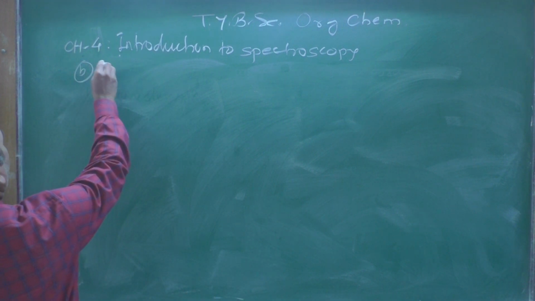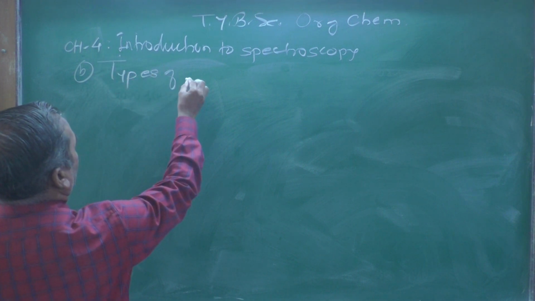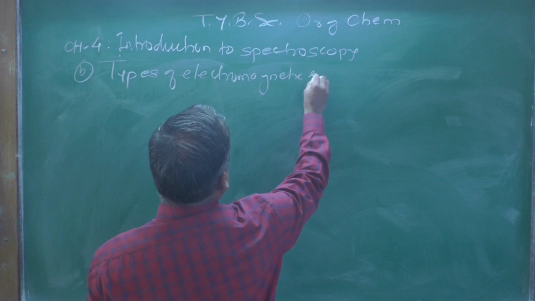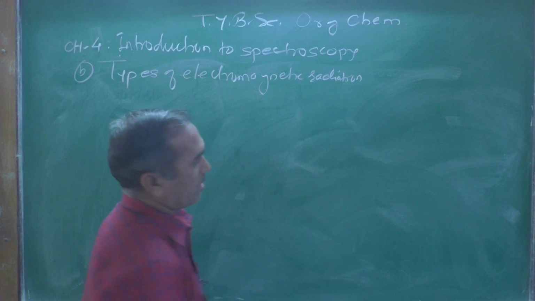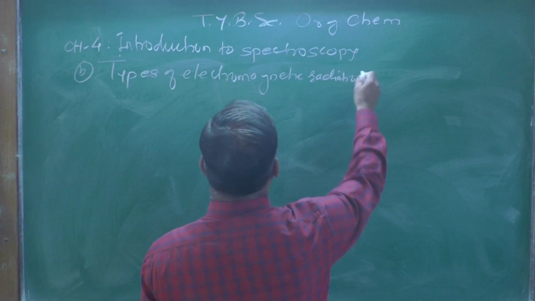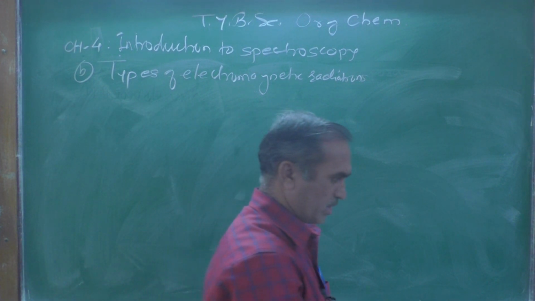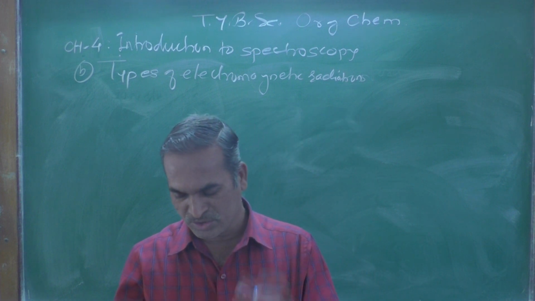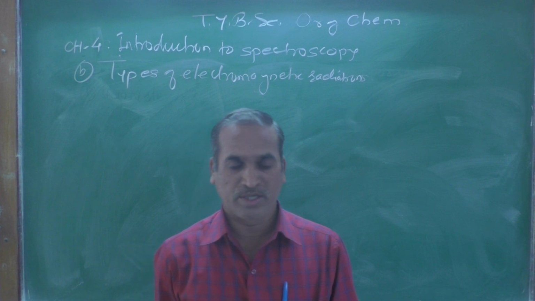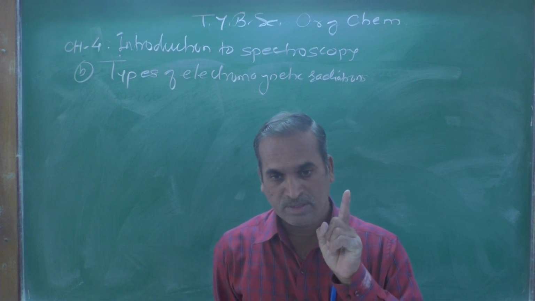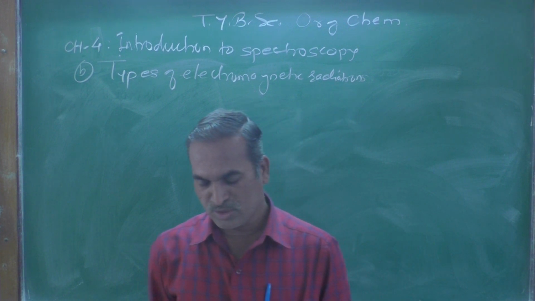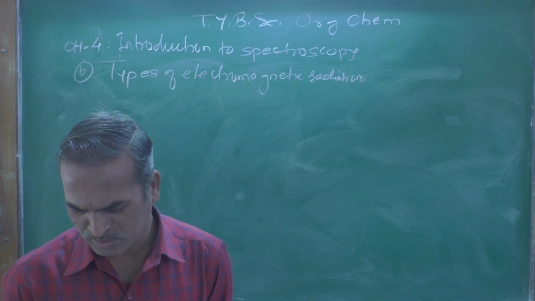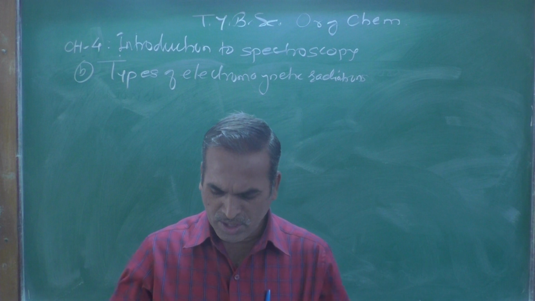Point B we are learning is the types of electromagnetic radiation. At the beginning we defined spectroscopy as the interaction of electromagnetic radiation with matter, and therefore it is essential to study the nature of the electromagnetic radiation, and what type of radiation is involved in each type of spectroscopy that we are discussing here.